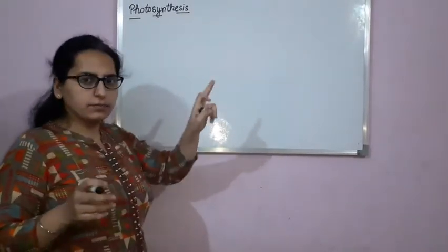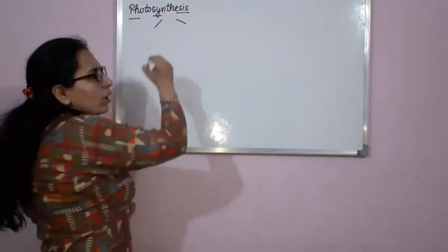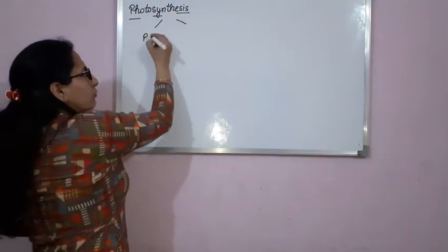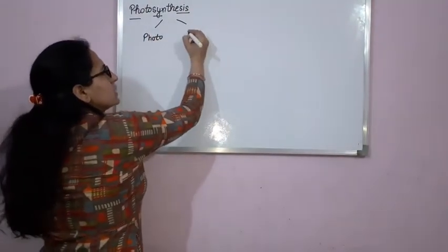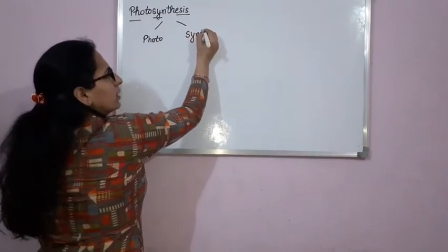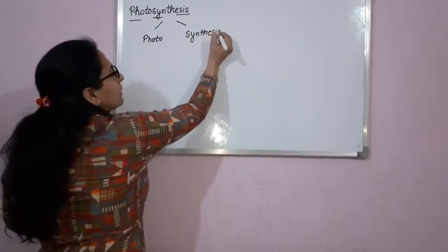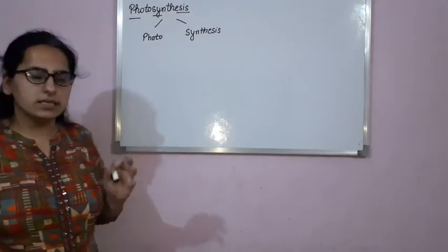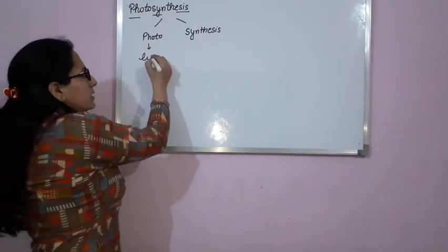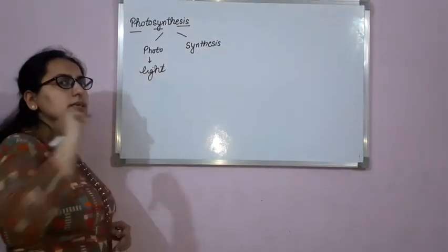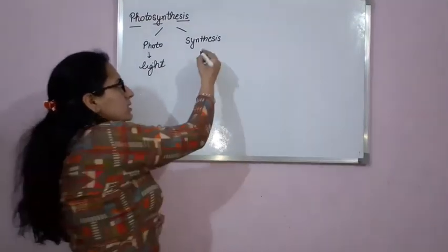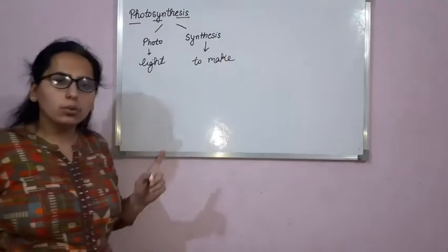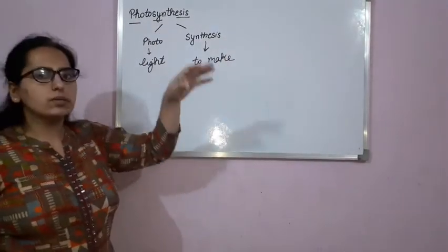As you can see, this is made up of two words, right? First one is photo and second one is synthesis. Now, what do you mean by the word photo? Photo means light. And synthesis means to make. So what is photosynthesis?